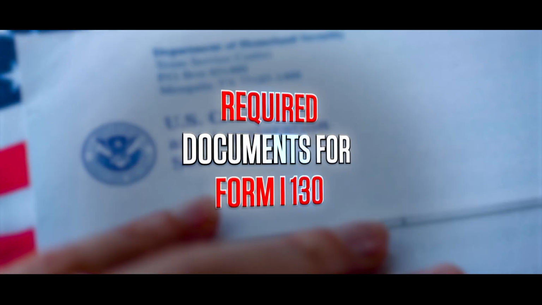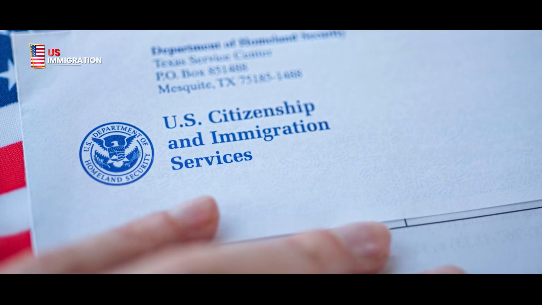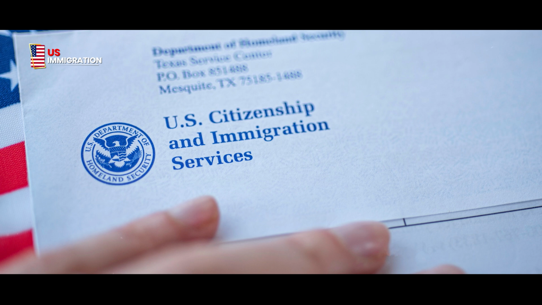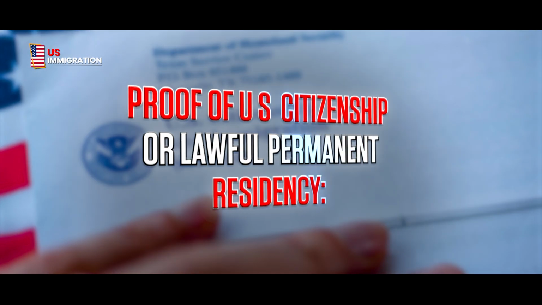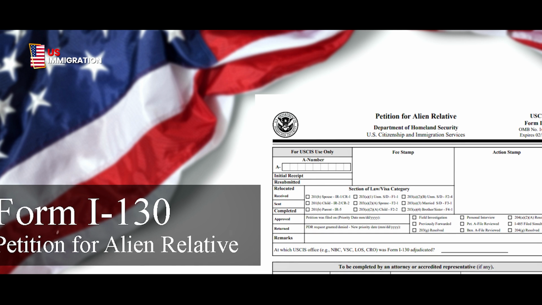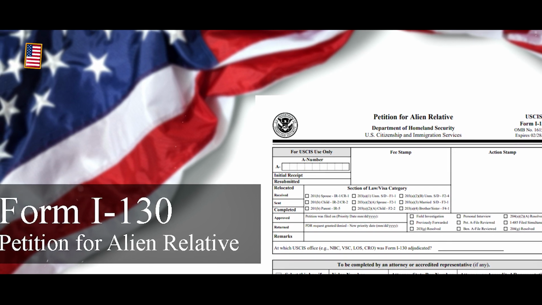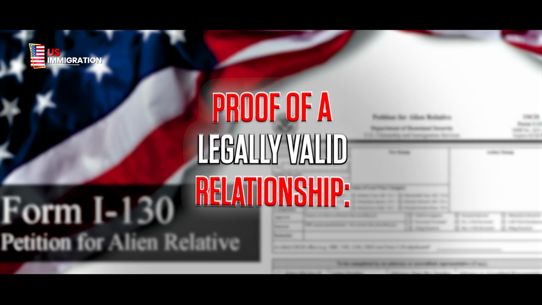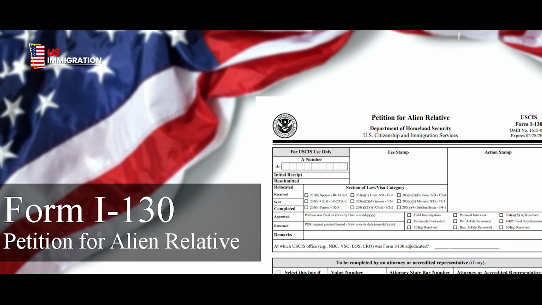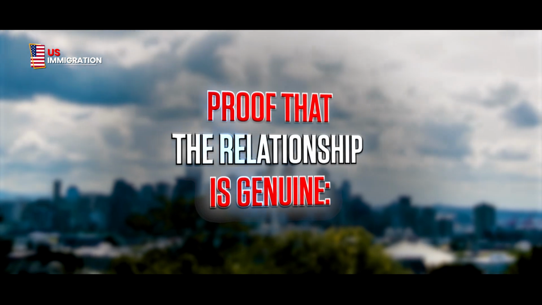Required documents for Form I-130. To successfully file Form I-130, you must include several key documents to support your petition. These generally include proof of U.S. citizenship or lawful permanent residency documentation, such as a birth certificate, passport or naturalization certificate for U.S. citizens, or a green card for permanent residents; proof of a legally valid relationship: marriage certificates, birth certificates or adoption papers demonstrating the relationship; and proof that the relationship is genuine.